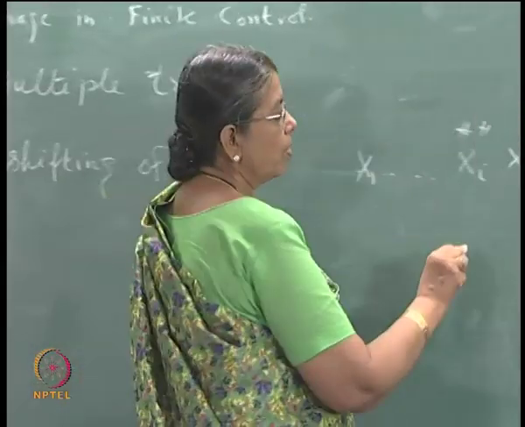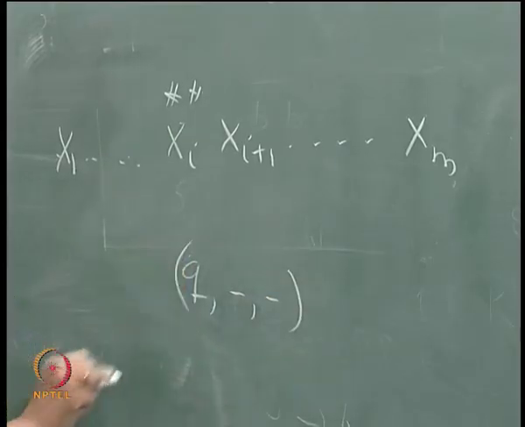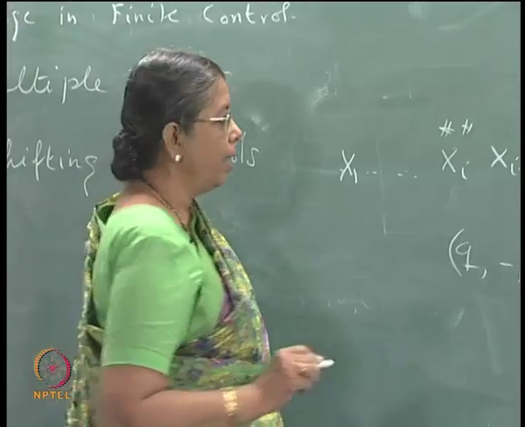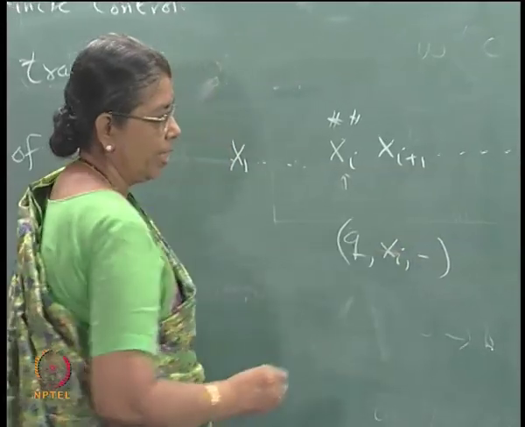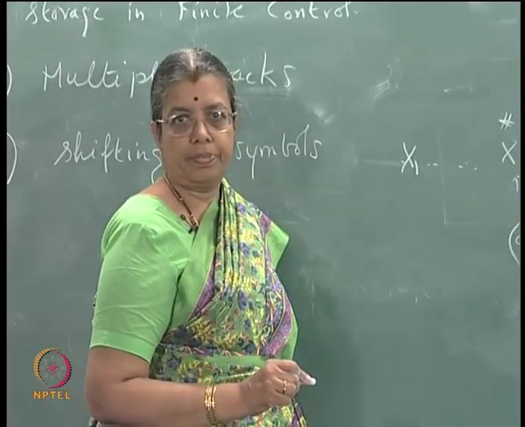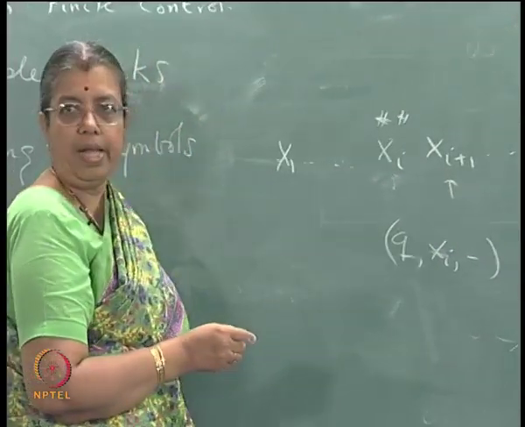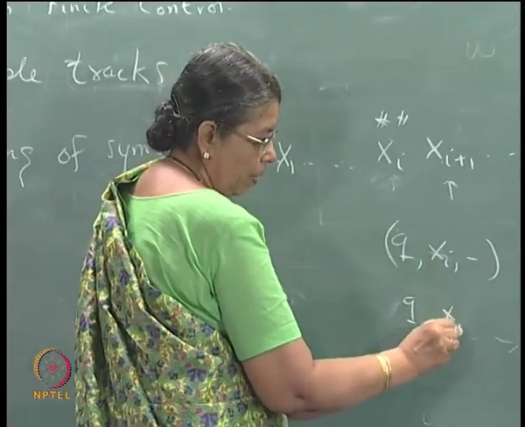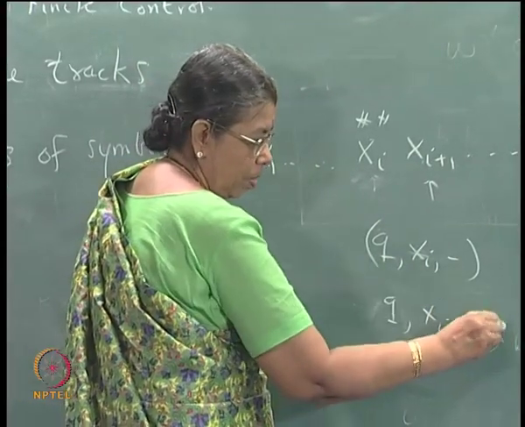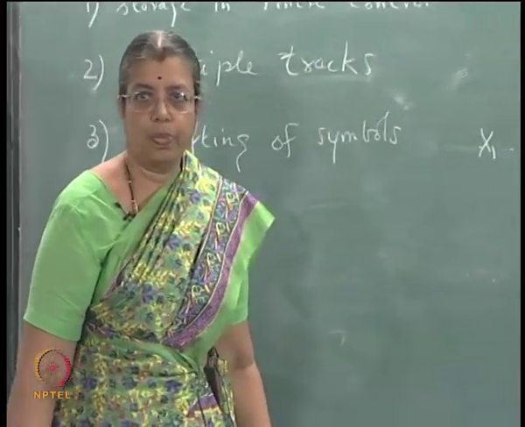So, what you do is you take the state as a triple, a 3-tuple, and then when you read this, store this xi here, move right. When you read the xi plus 1, store the xi plus 1 here and move the xi from the second to the third component.